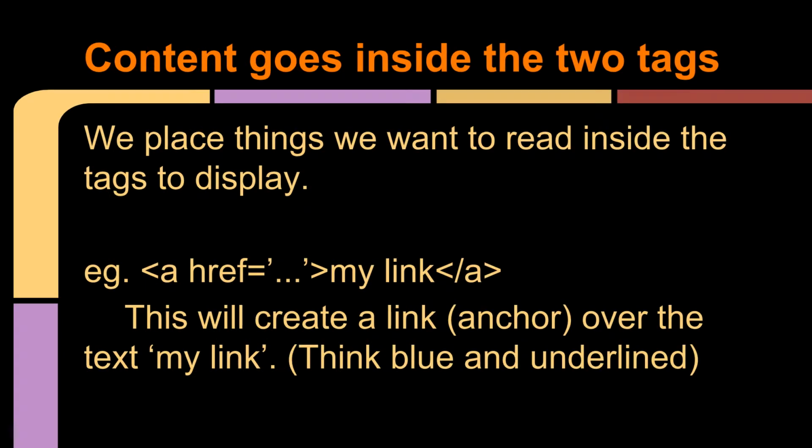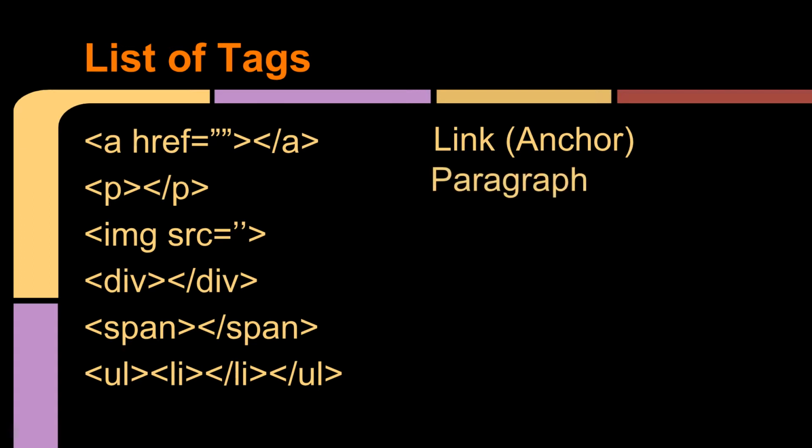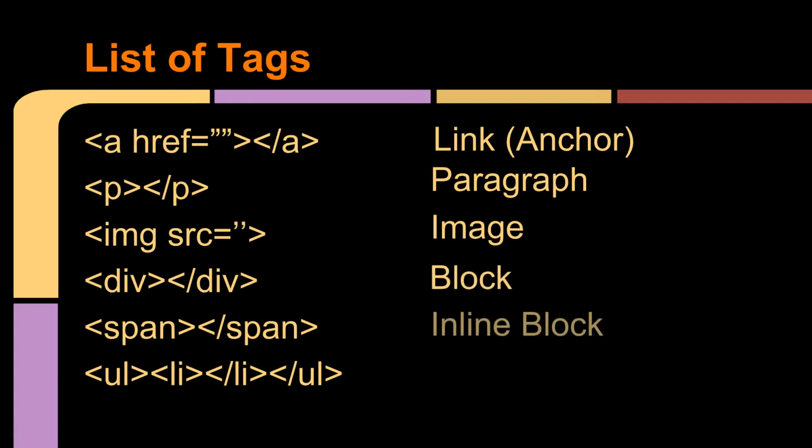And here we have a list of some common tags. So the A tag or anchor is a link that we can use. The P tag is a paragraph tag used for creating a block of text. The IMG or image tag is used for displaying an image. The div tag is a block. Span is an inline block. And at the bottom we have one that we haven't talked about yet, the unordered list, which contains within it one or more list items. The unordered list by default will create a list of items with dots next to them, with bullet points.